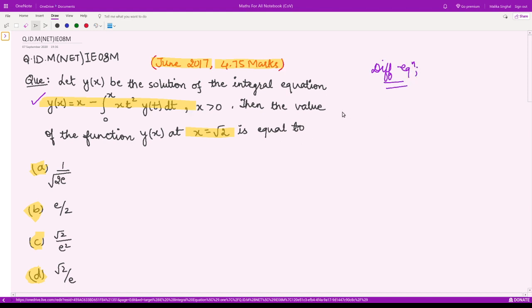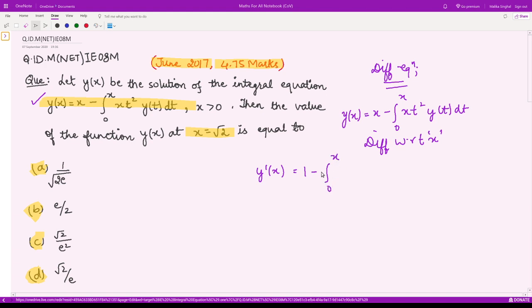This equation is given to be y of x is equal to x minus the integration from 0 to x of t square y(t) dt. So let us differentiate this equation with respect to x. We would have y dash x is equal to 1 minus d/dx of the integration from 0 to x of x t square y(t) dt.